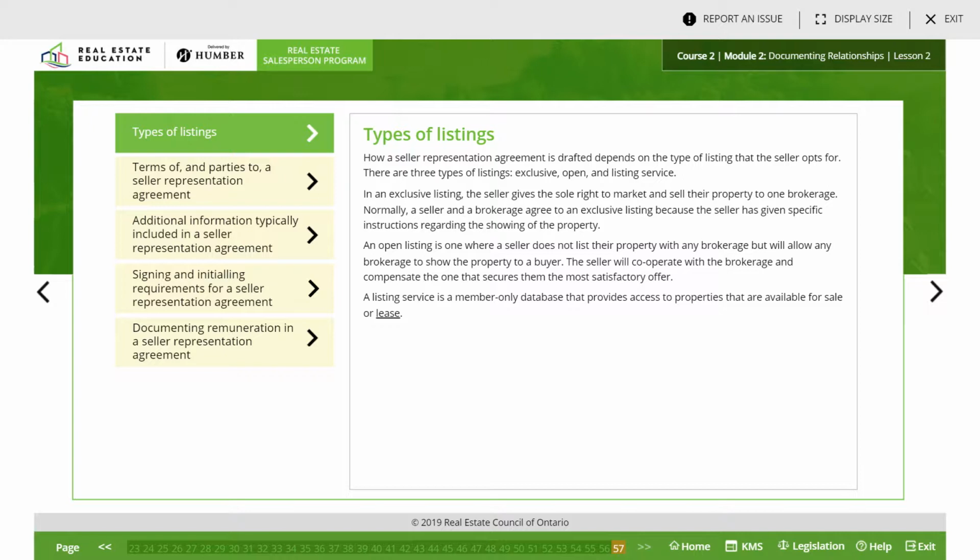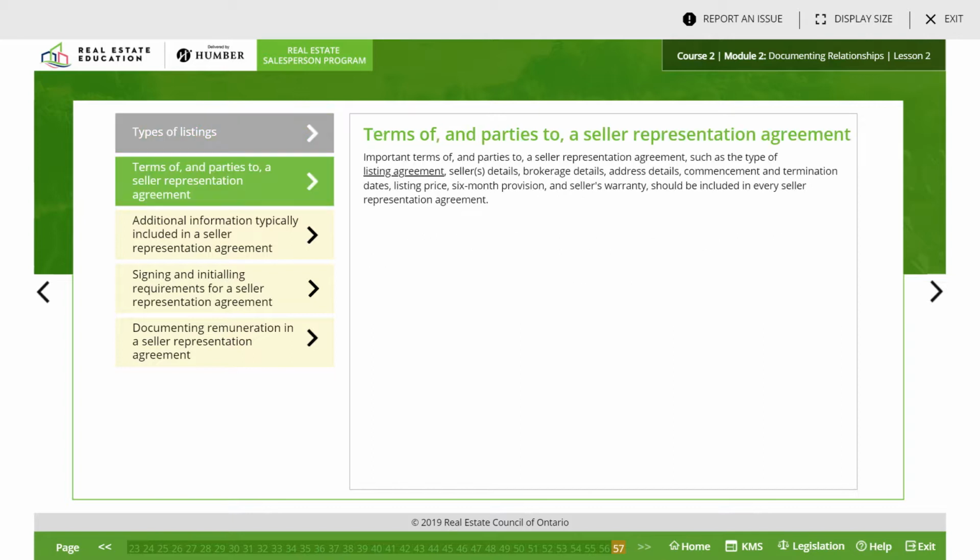An open listing is one where a seller does not list their property with any brokerage, but will allow any brokerage to show the property to a buyer. The seller will cooperate with the brokerage and compensate the one that secures them the most satisfactory offer. A listing service is a member-only database that provides access to properties that are available for sale and or lease. Terms of and parties to a seller representation agreement.